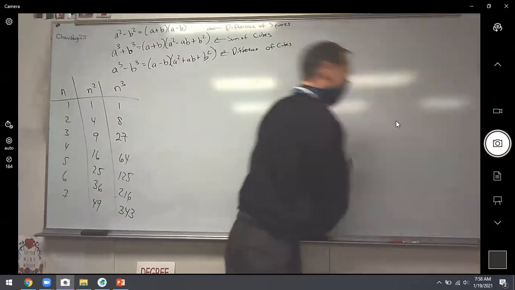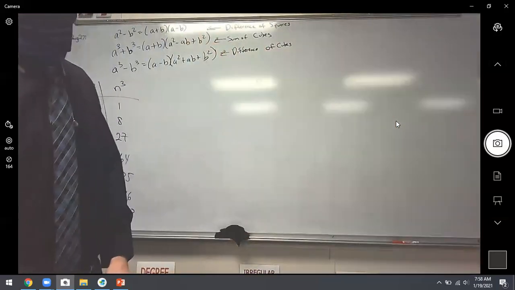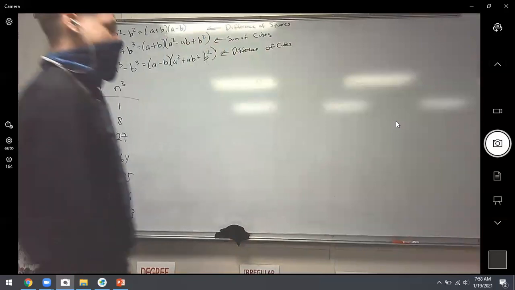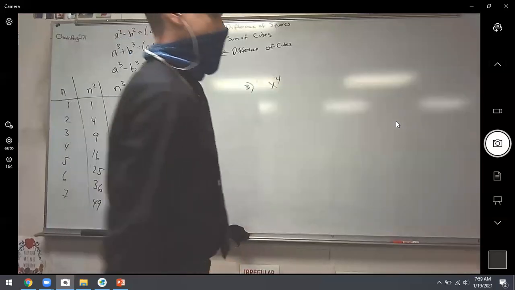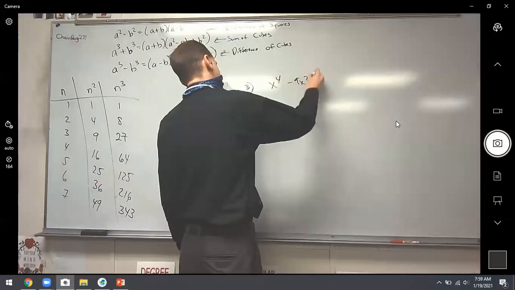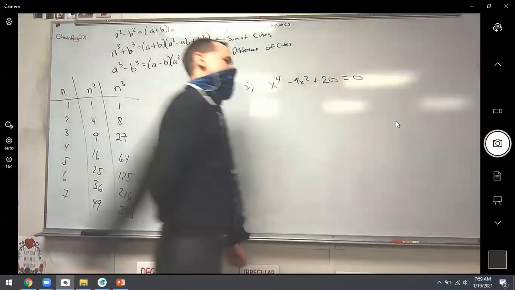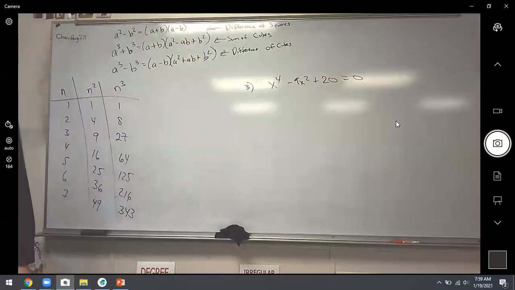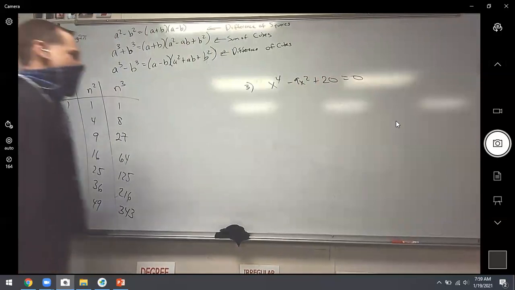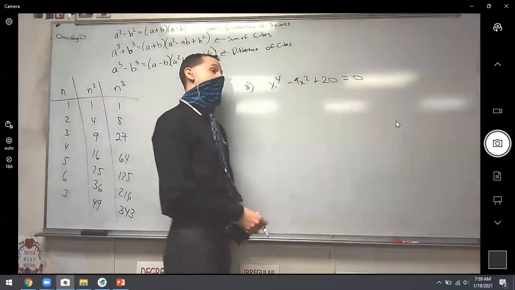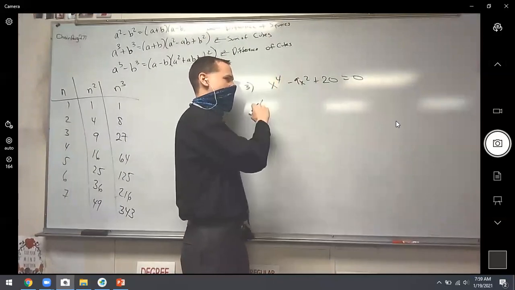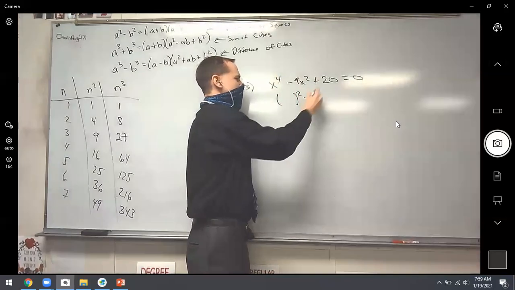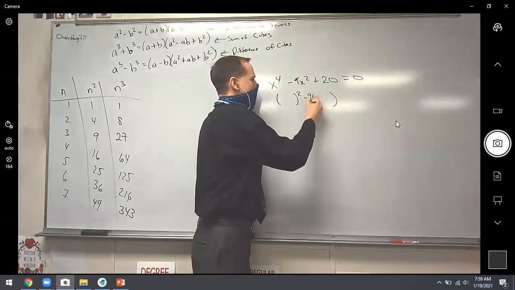All right, lastly, we got number 3. This is the other flavor that might be thrown your way. X to the 4th minus 9x squared plus 20 equals 0. Now, I don't know if you can see it or not, but this is a quadratic form. Whenever you have this first exponent twice the second one, you should think this can still be written as some kind of quadratic right here.